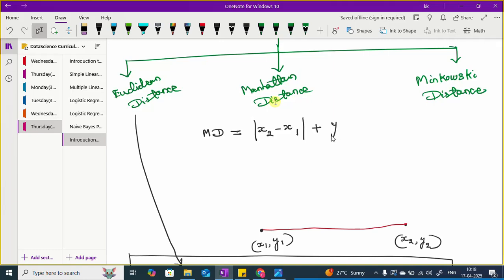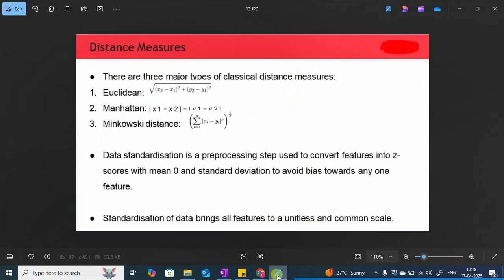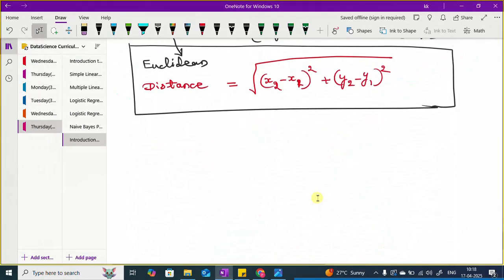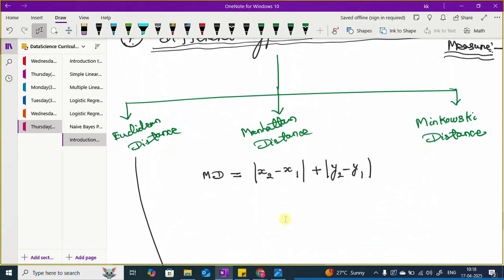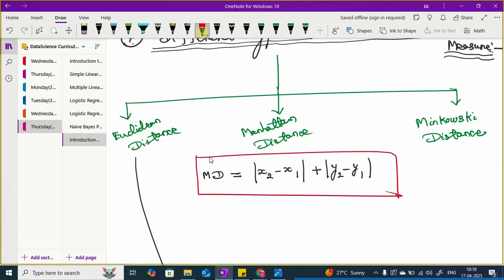Then plus y2 minus y1 modulus. Okay, no squaring, no square root. Clear? No squaring, no square root. Here, in Euclidean, I am taking squaring, then square root. Here nothing else. This is called Manhattan distance. Let me put it in the box. Guys, any doubt so far? It's similar to Euclidean distance only. That is Manhattan distance.